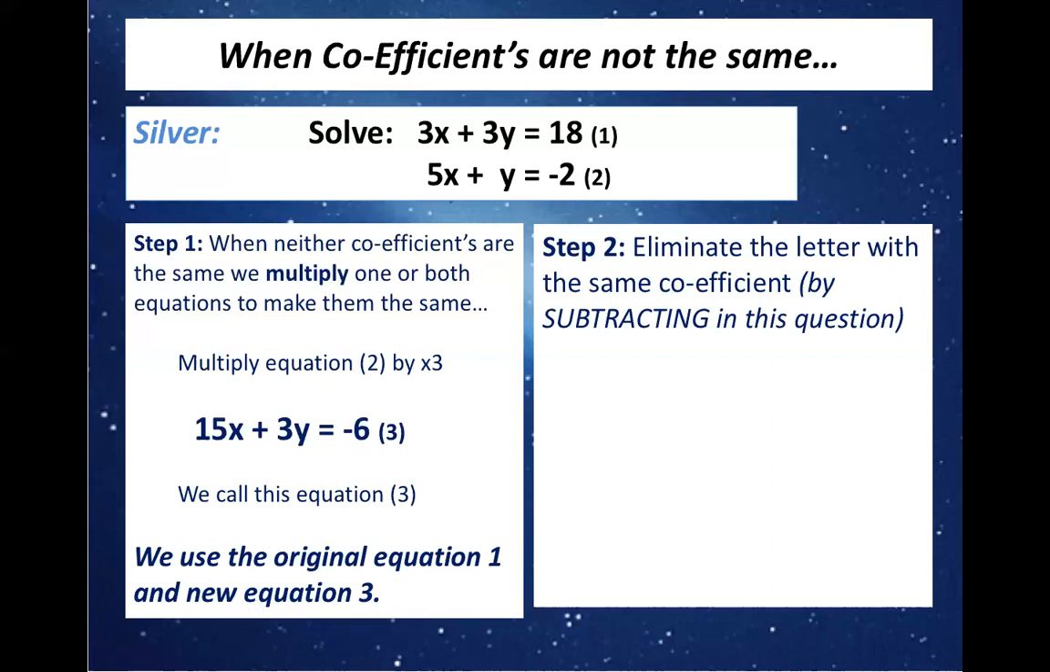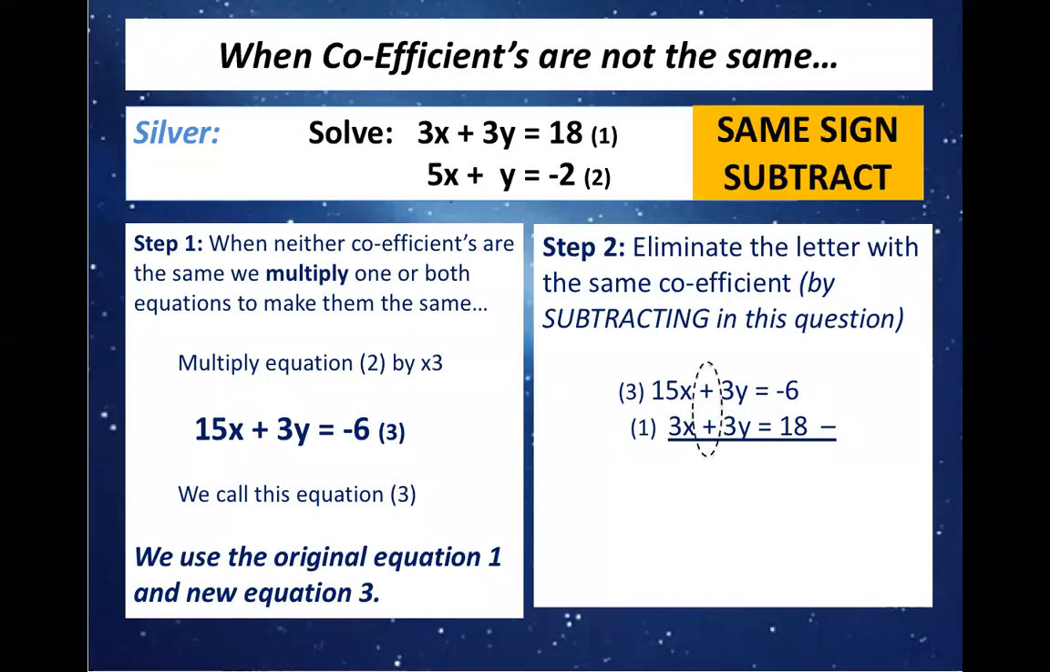Okay, so then we go to the one that we did previously. We eliminate the letter with the same coefficient by subtracting, like what we looked at the first time. So now I can minus off easily, because when I minus 3y and 3y, I'm left with only x as my unknown. Again, same sign, I subtract. So 12x equals negative 24, x equals negative 2.